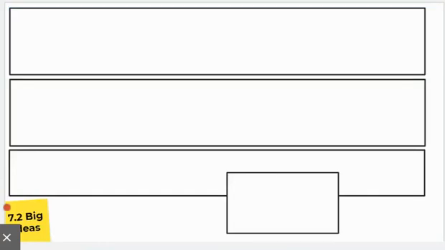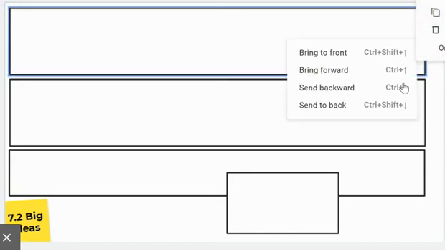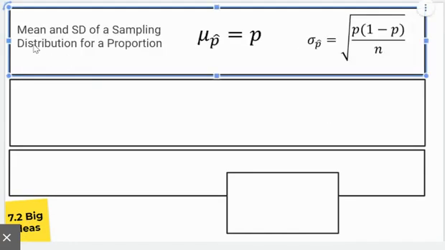Hey everyone, in this video we're looking at the big ideas for section 7.2. So we're going to start off by looking at this. It says the mean and the standard deviation of a sampling distribution for a proportion. Now notice this is for a proportion. It's going to be a little bit different when we get to means.